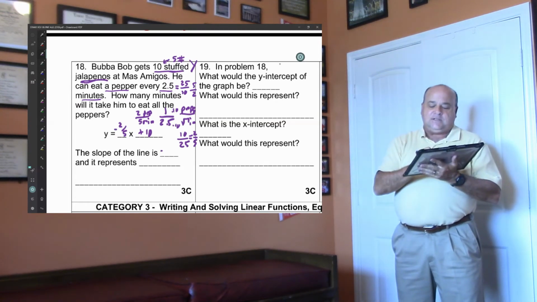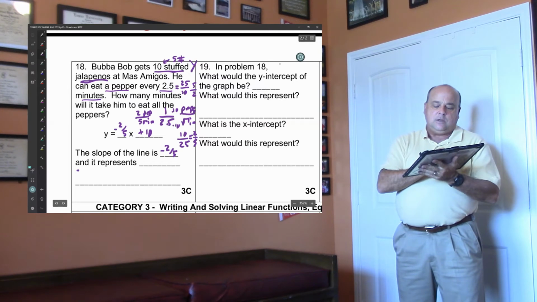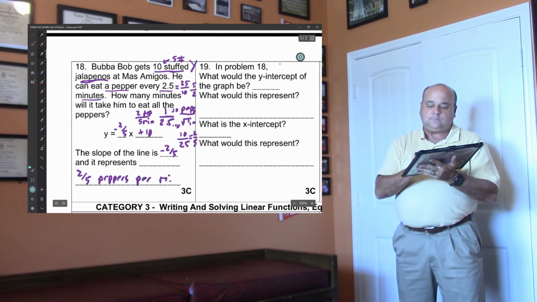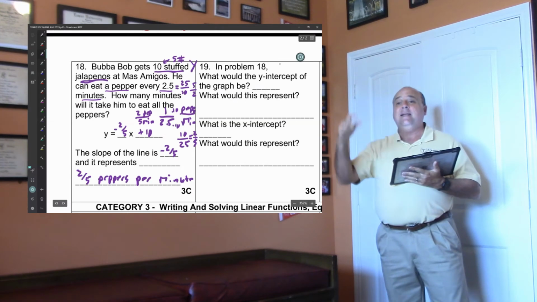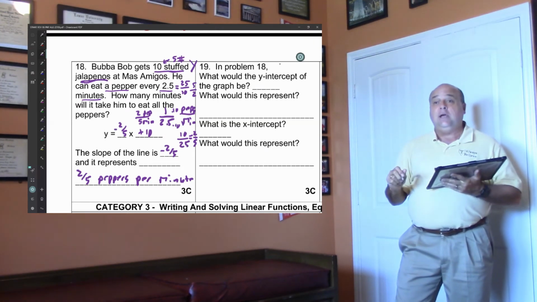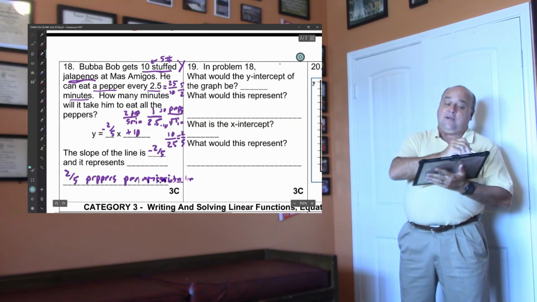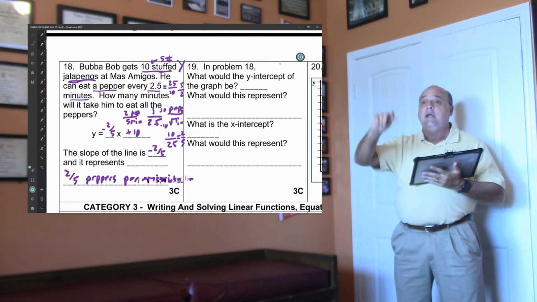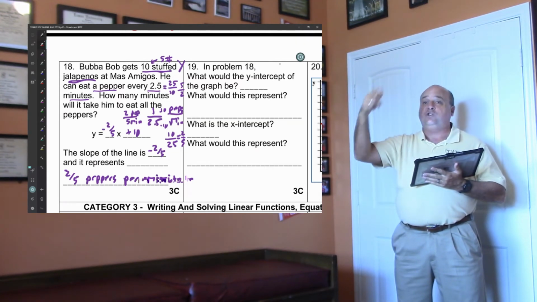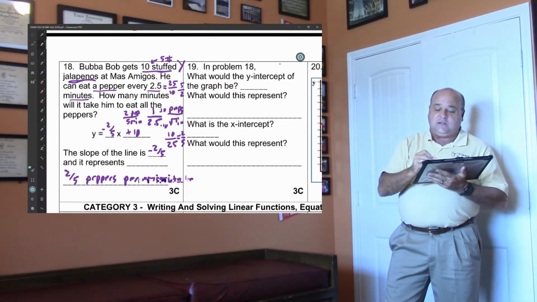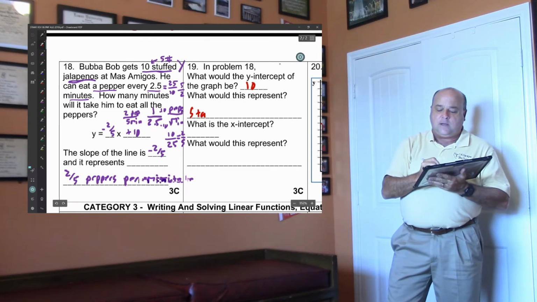Now then, the slope of the line is negative 2 over 5, and it represents 2 over 5 peppers per minute. So in 1 minute, I can eat 2/5 of a pepper. Okay? And then in 5 minutes, I would eat 2, wouldn't I? Now then, the y-intercept of the graph, that's kind of hard to do. So watch that video again. You got 1 over 2.5, and you got to switch that to a fraction. That's probably the first time y'all had to do that. Let's go to the y-intercept. It's going to be 10, and that's always the starting amount of peppers, right?